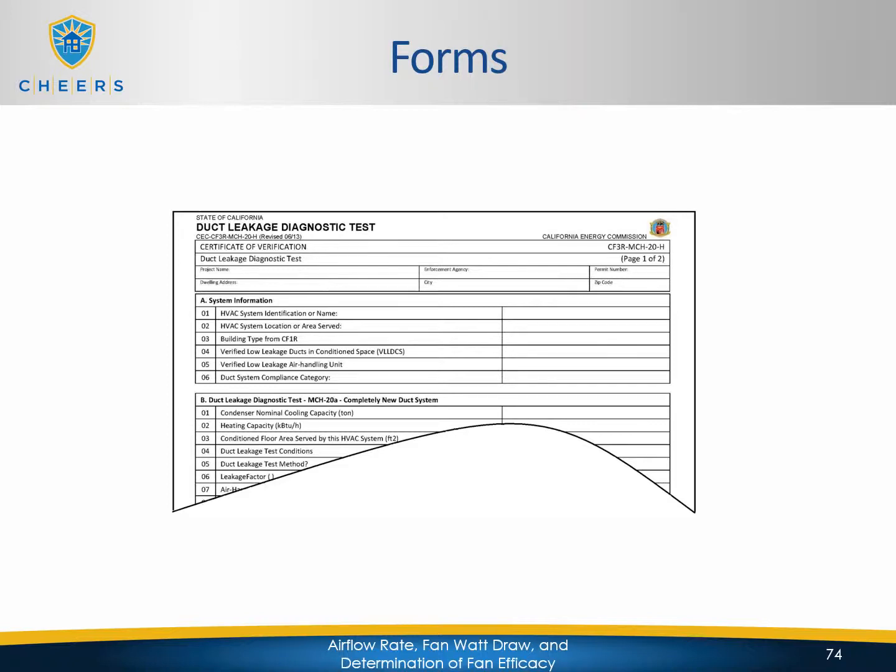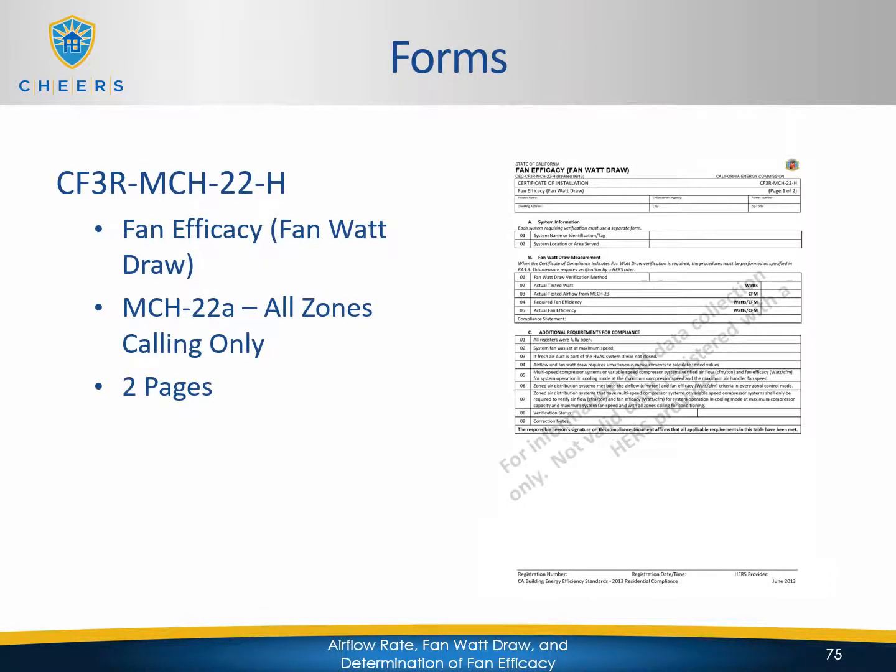And now we're going to be mentioning the forms used and associated with the test we just talked about. The CF3R-MEC-22H is the verification form for fan efficacy or fan watt draw. And the MEC-22A version is for the all zones calling only method. It's 2 pages long. The MEC-22B variant is for every zonal control mode and is 3 pages long.